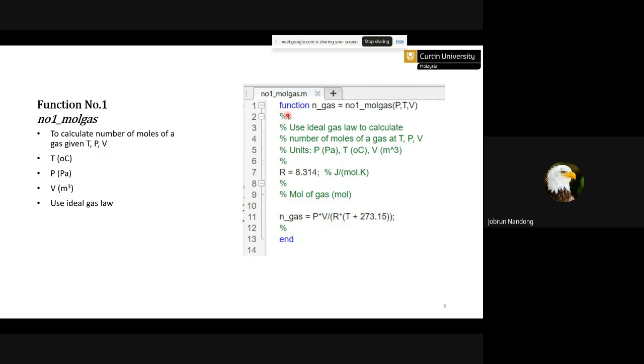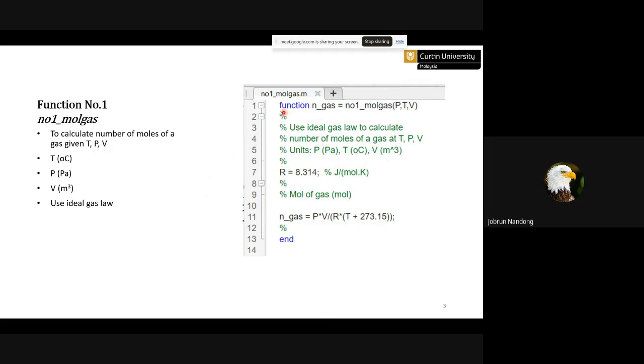So this is a comment line. Comment lines will not be executed. They are just notes. You need to write some notes in the file so that you know what the function is supposed to do, including the units and a few other things. Only line 1, line 7, and line 11 will be executed, and of course line 13, which is the end that indicates the end of this function.